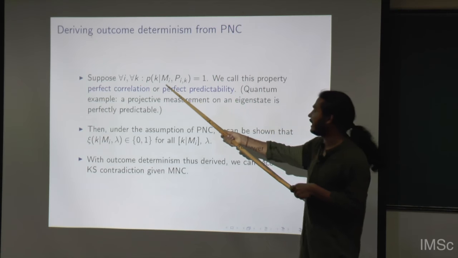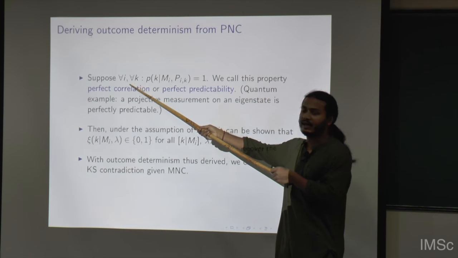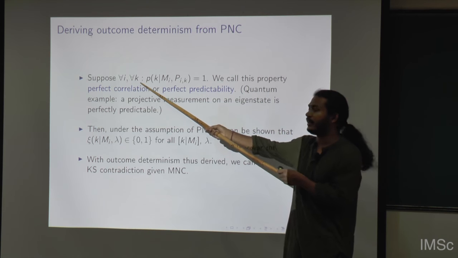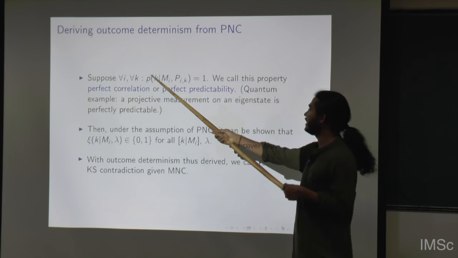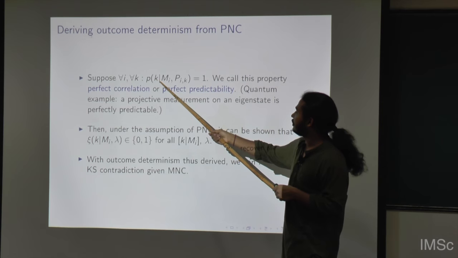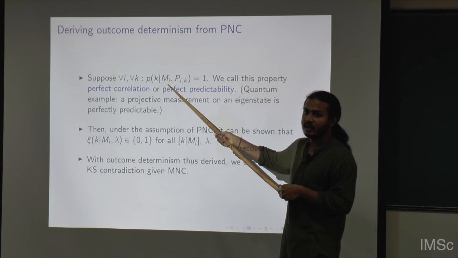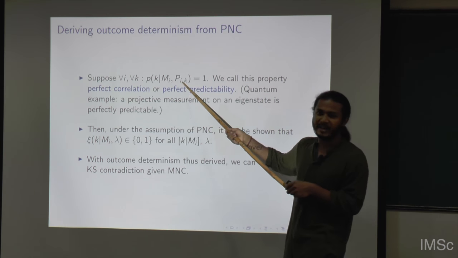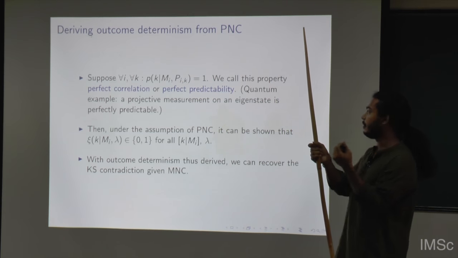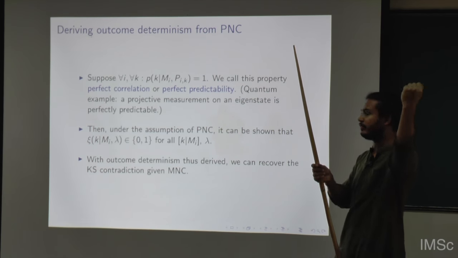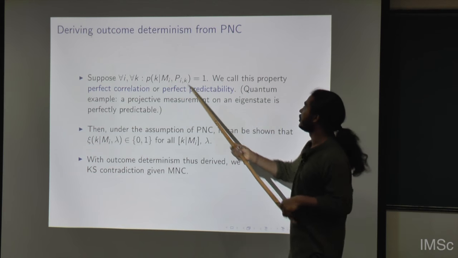This is something you can check in the laboratory. You have to check that for all I and K, where I runs from 1 to 9 and K from 1 to 4, so all of these 36 things, the outcome K of measurement MI occurs with probability 1 when the preparation is PIK. That is, they're perfectly correlated: each preparation I chose is perfectly correlated with the measurement outcome.